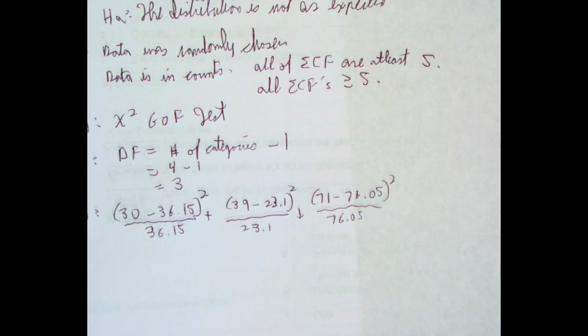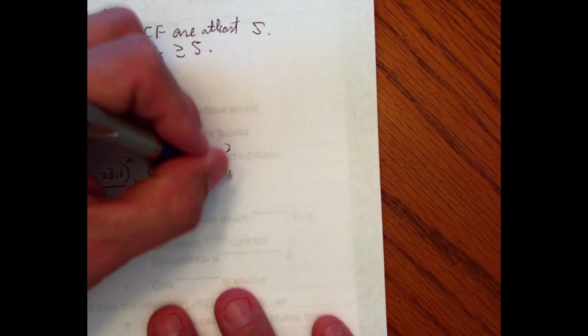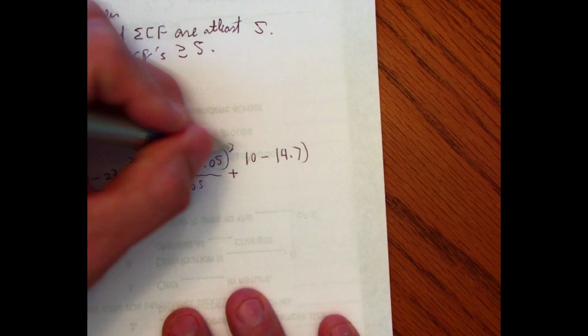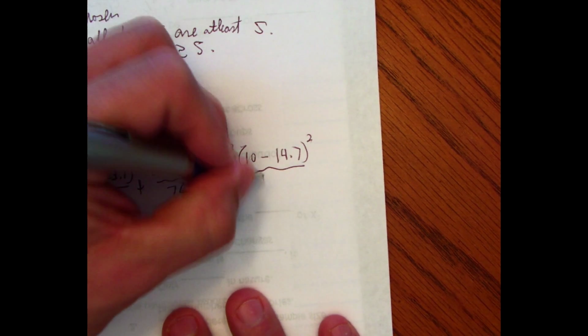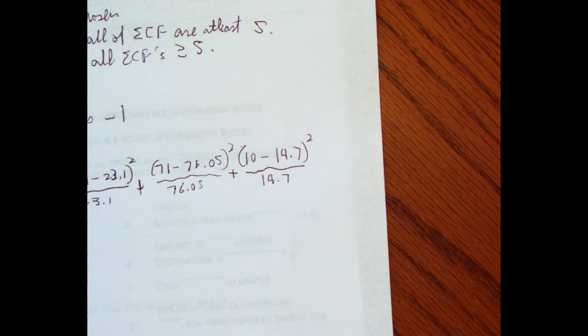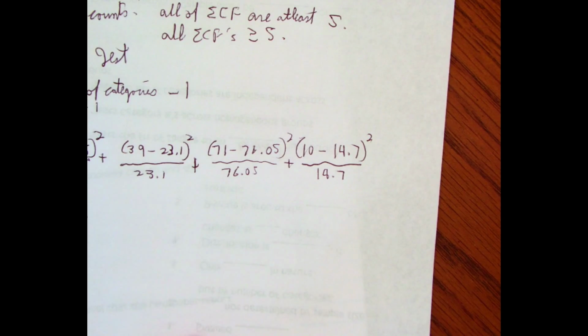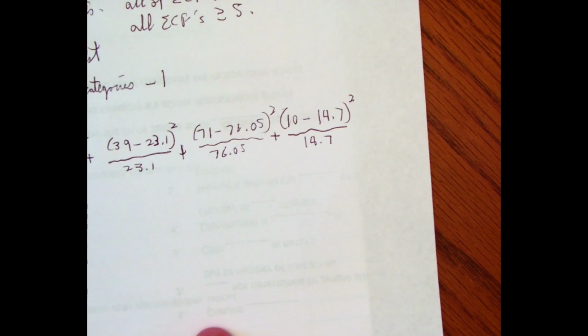Okay. And then you would do it for other, and other is the plus signs, 10 minus 14.7 quantity squared over 14.7. Okay. And if you were to do this math, you would get a sum of 13.83.